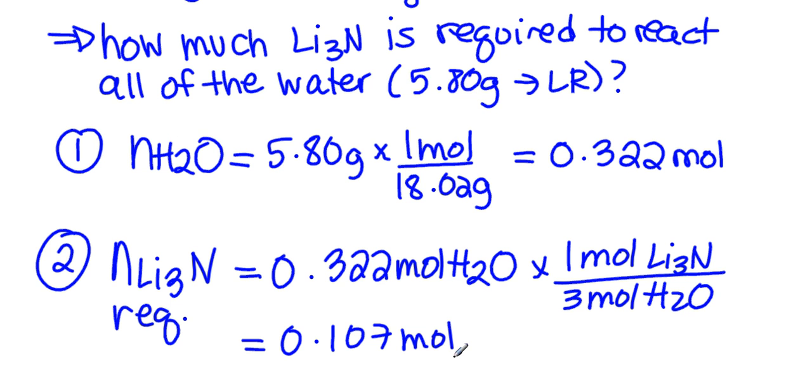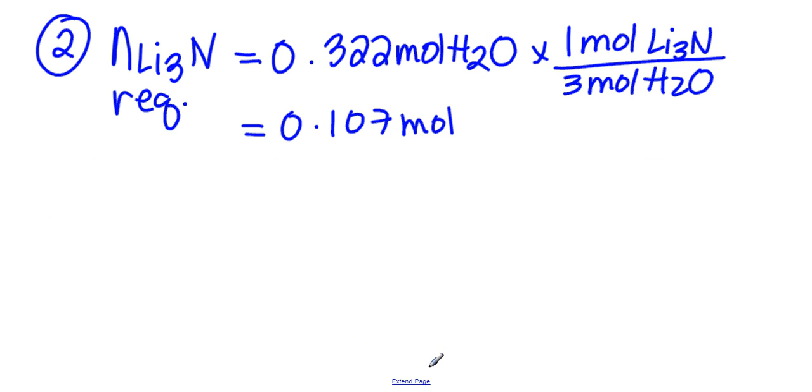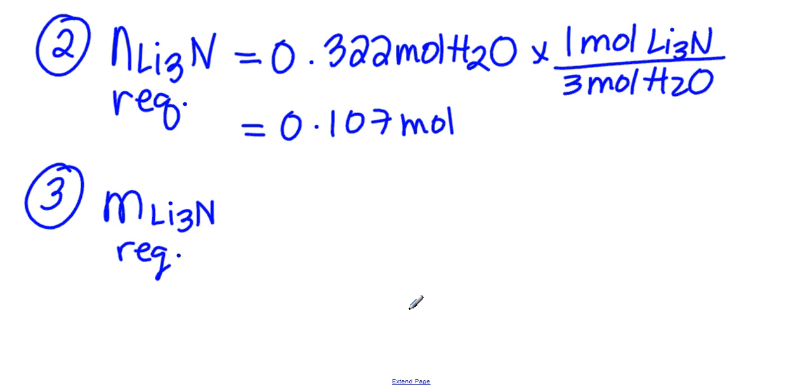So this tells us if we want to react all of the water, 0.322 moles of water, we need 0.107 moles of lithium nitride. Now we want to change that back into a mass and see how that compares to what we started off with in the question. So third step, and you'll notice again, these are just like stoichiometry. So the mass of lithium nitride required to use up all that water, we're just going to take our moles and multiply it by the molar mass of lithium nitride.